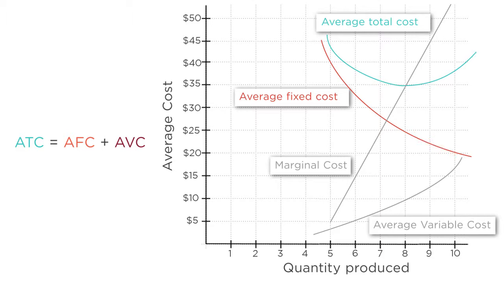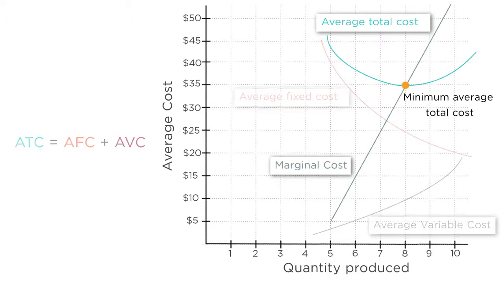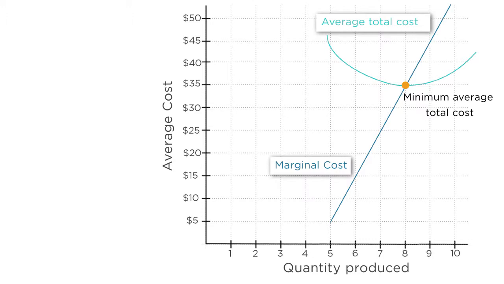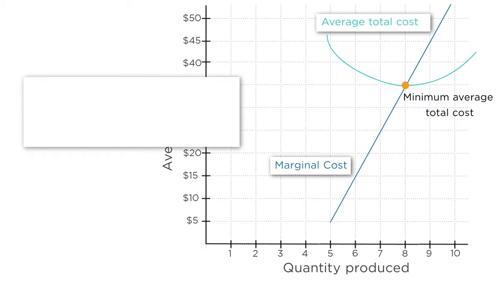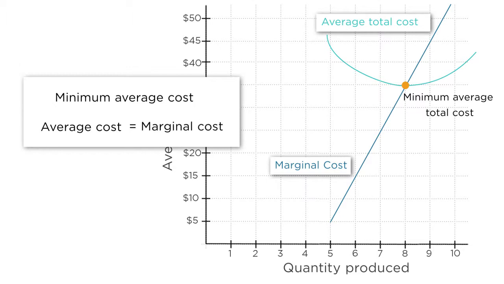At the bottom of the U-shaped average total cost curve, these effects exactly balance out. At this point, average total cost is at its minimum level, the minimum average total cost. Note that the marginal cost curve crosses the average cost curve exactly at this point of minimum average total costs. This is not an accident. If marginal costs are rising, and we generally assume they are, the minimum average total cost is where average cost equals marginal cost. This is because average total cost rises more slowly than marginal cost.